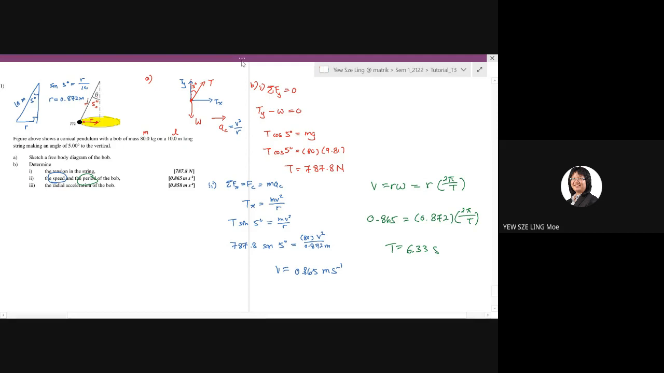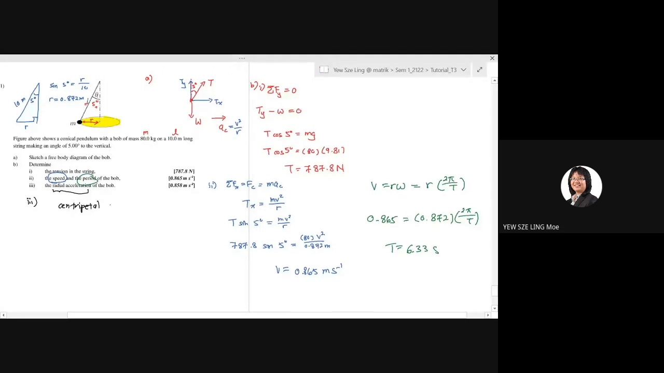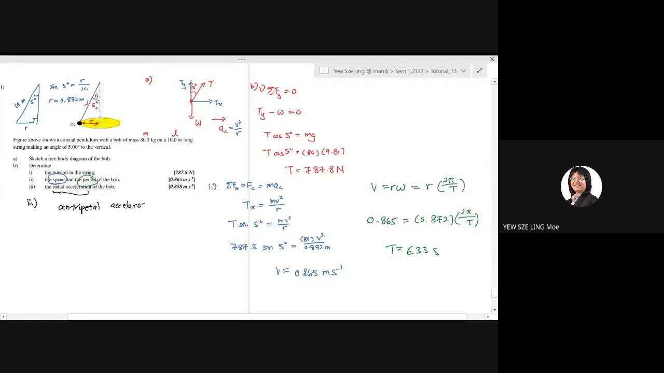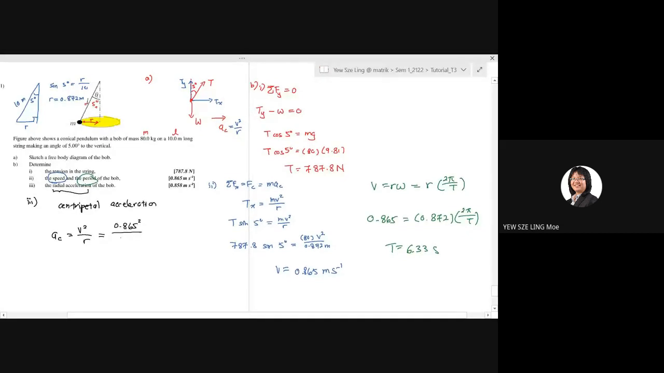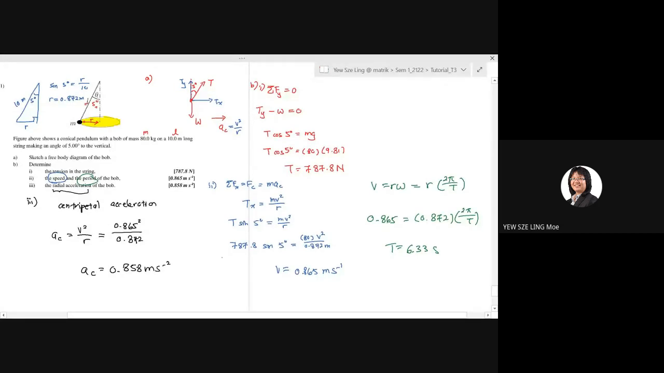And then question number 3. Now it wants the radial acceleration. Radial acceleration, at the same time, means centripetal acceleration. Which means you can calculate AC by using v squared over R, which is then equal to 0.865 squared divided by 0.872. So AC is then equal to 0.858 m/s squared. Okay, so done.